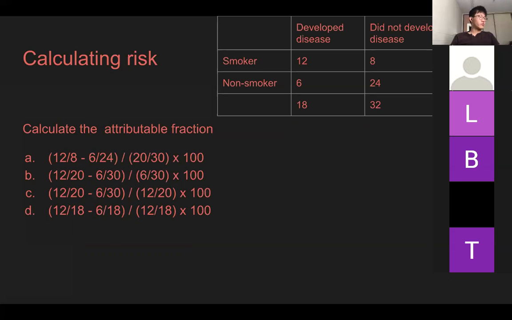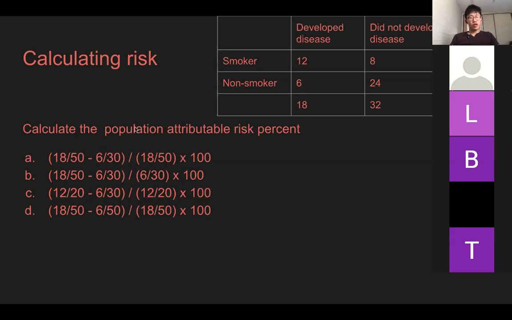How do you calculate the attributable fraction? So just a reminder, this is the difference between exposed and unexposed relative to the risk in exposed. Okay, so again, you take your difference and relative to the risk in the exposed. So it's C.